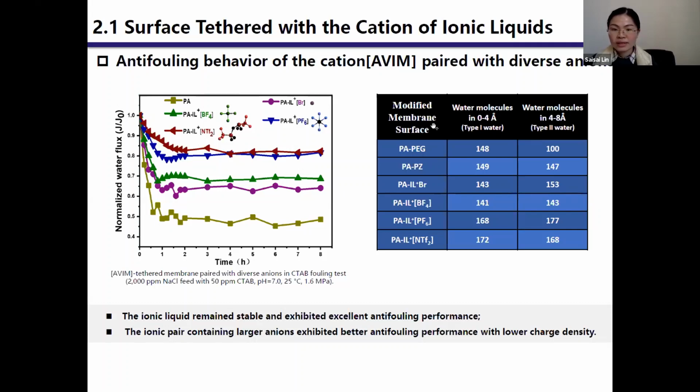And also we collected the information on the water molecule numbers. What we found is for the cation paired with the different anions, the membrane surface contained a similar water molecule distribution to the PA zwitterion grafted membrane. So we think the whole ionic liquid after the ion exchange was very stable.